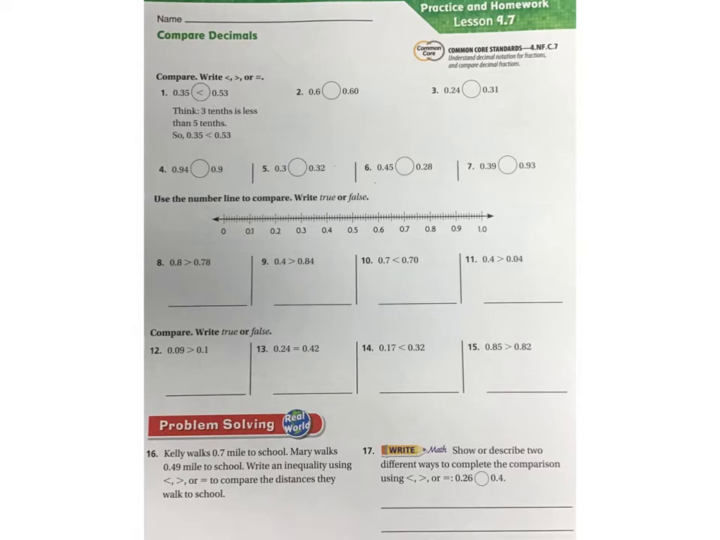So let's look at number 3. Okay, so very first we have 0 wholes, and they're the same. So let's cross those out. Cross out the sames. Then we move to the tenths place. What's bigger, 2 or 3? 3. So we automatically know that the 31 hundredths is going to be greater than 24 hundredths. All right, we good there?